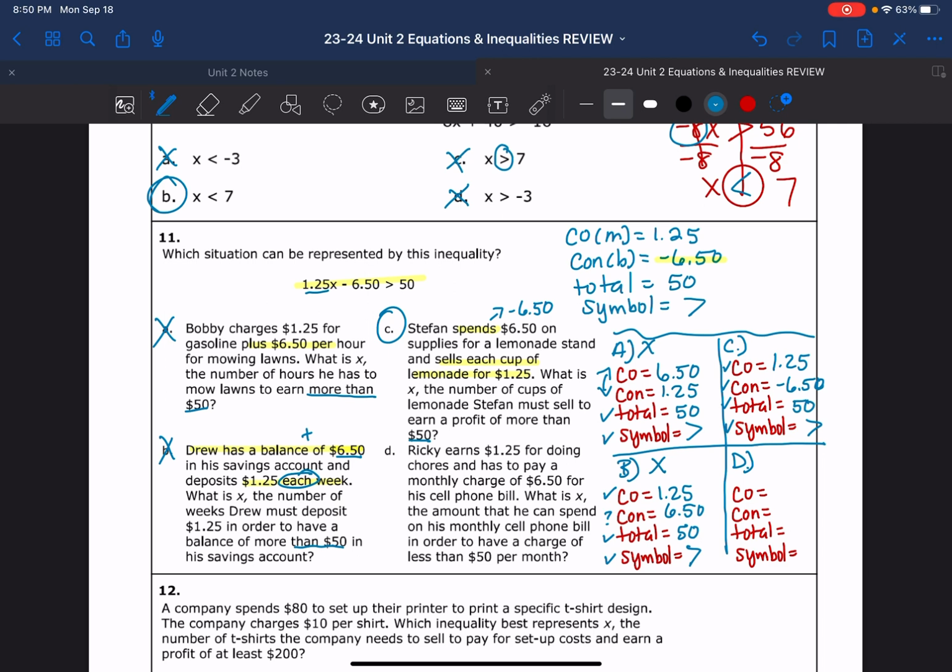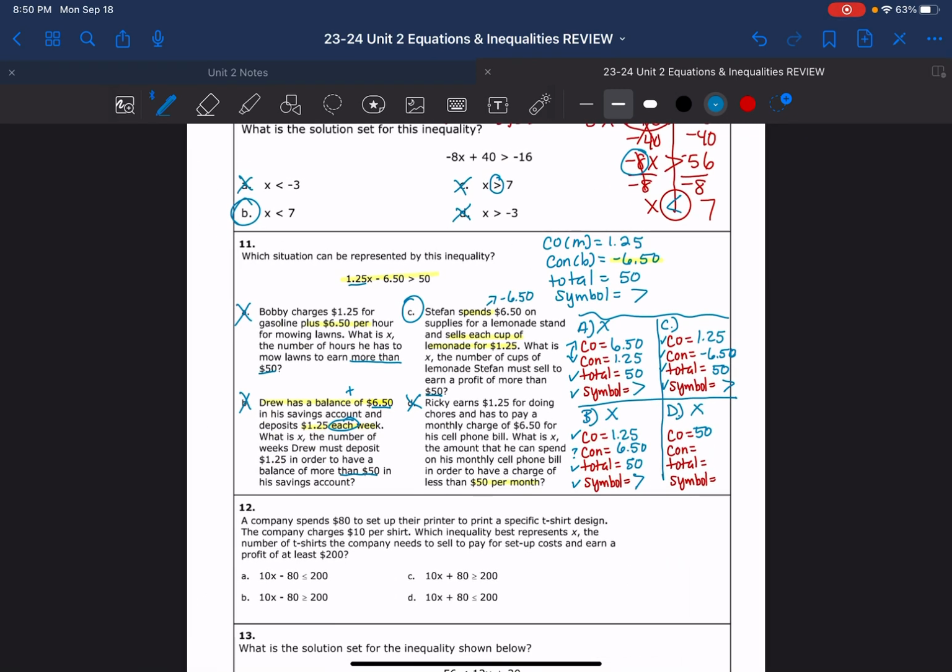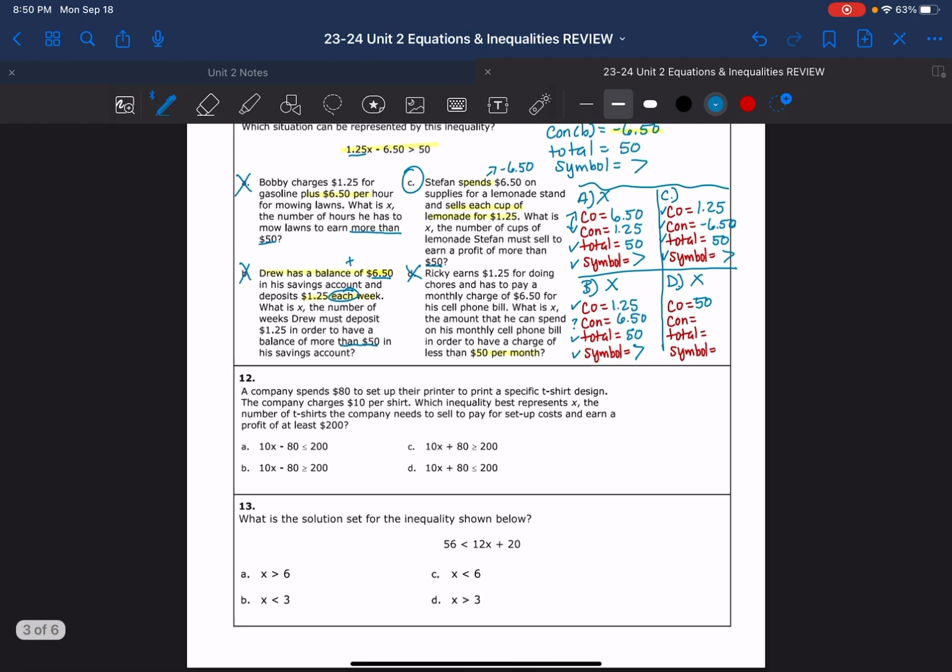Ricky earns $1.25 for doing chores and has to pay a monthly charge of $6.50 for his cell phone. So already right here, if I go over here, $50 per month at the very bottom. So that means that my coefficient is 50. Because of that alone, this one can't be it either. Okay, so that little strategy is just to help you, I guess, compare everything.